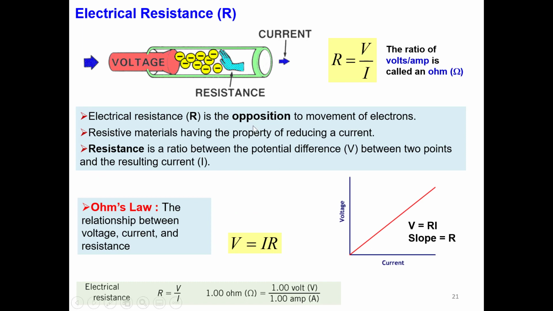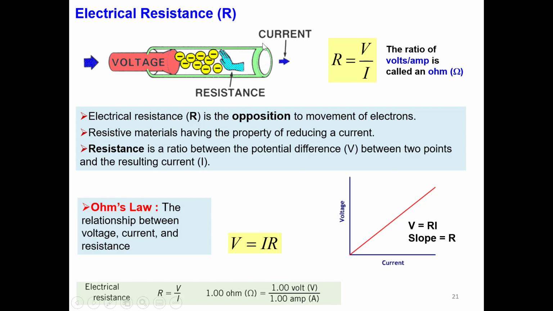Another concept related to electricity is the electrical resistance, or resistance. The electrical resistance is the opposition to movement of electrons. This is why if we apply a voltage to a material and we get high current, we say the resistance of the material is small. And vice versa, if we get low current, then the resistance of the material is large. This is why we can define the electrical resistance as the ratio between the potential difference, or voltage, between 2 points and the resulting current.